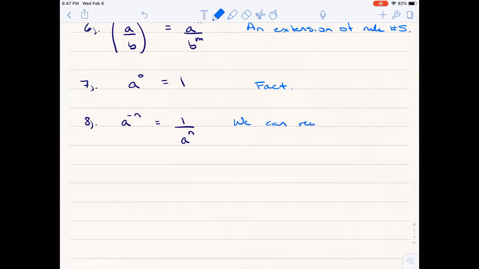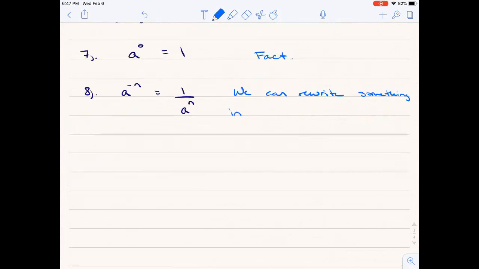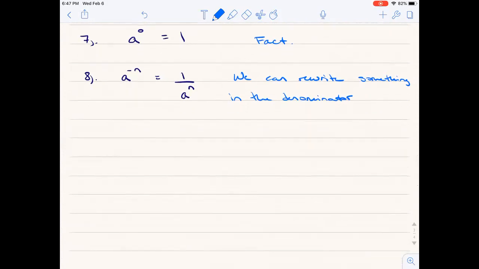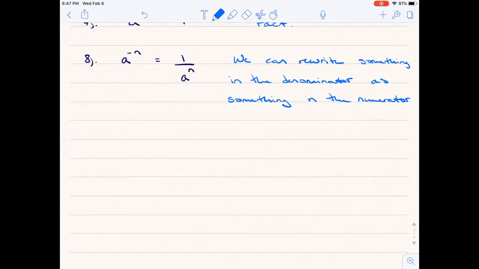So we can rewrite something in the denominator. Now I'm kind of explaining the other way around because that's how we use it most of the time. Something in the denominator. Remember, the denominator is the bottom of your fraction, right? Numerator, denominator. As something in the numerator with a negative power.